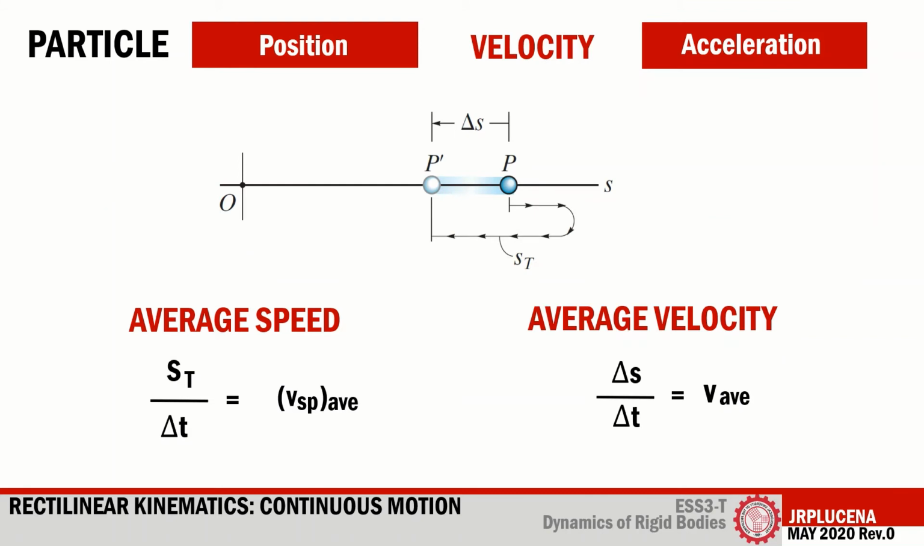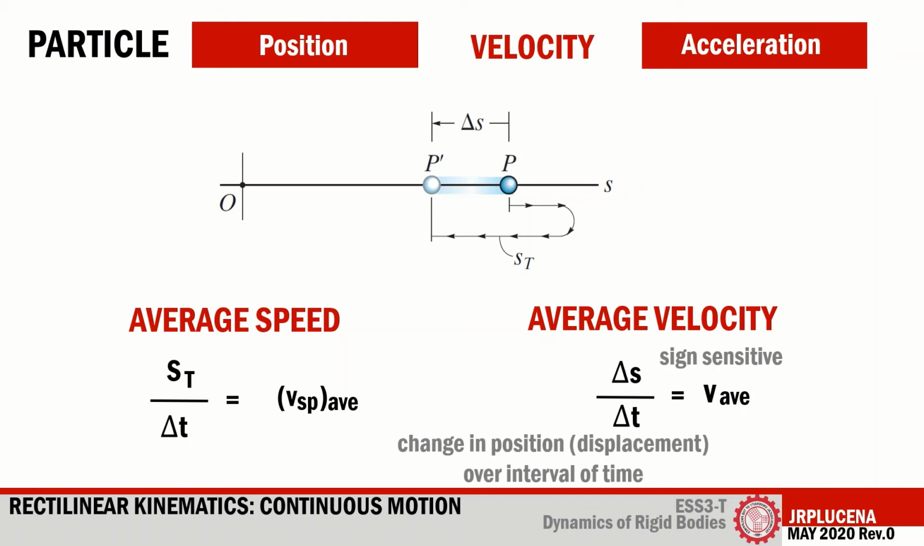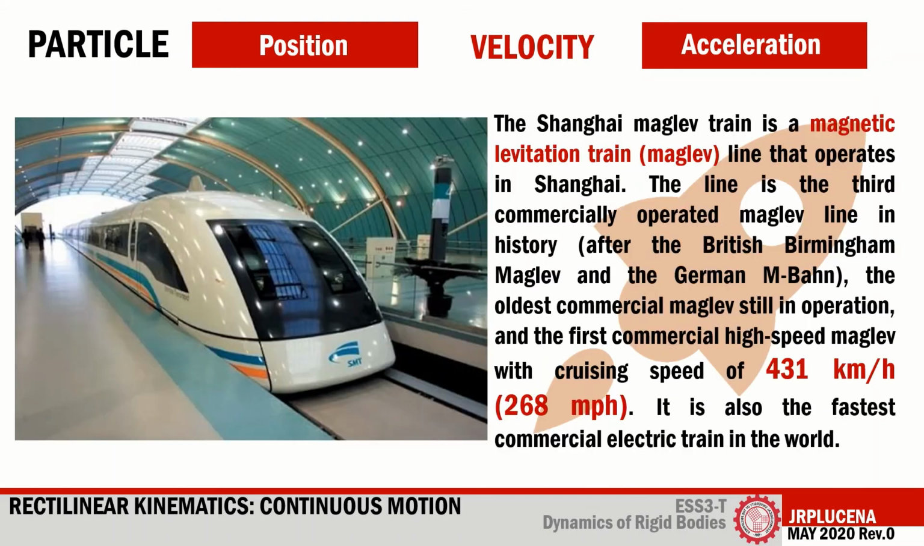So let's have here a summary between average speed and average velocity. Average speed is s_T over delta t, always positive, and is the magnitude of distance traveled in a time interval. Whereas average velocity is sign sensitive because of the delta s. Delta s, or the displacement, is also sign sensitive, and average velocity is change in position over the interval of time.